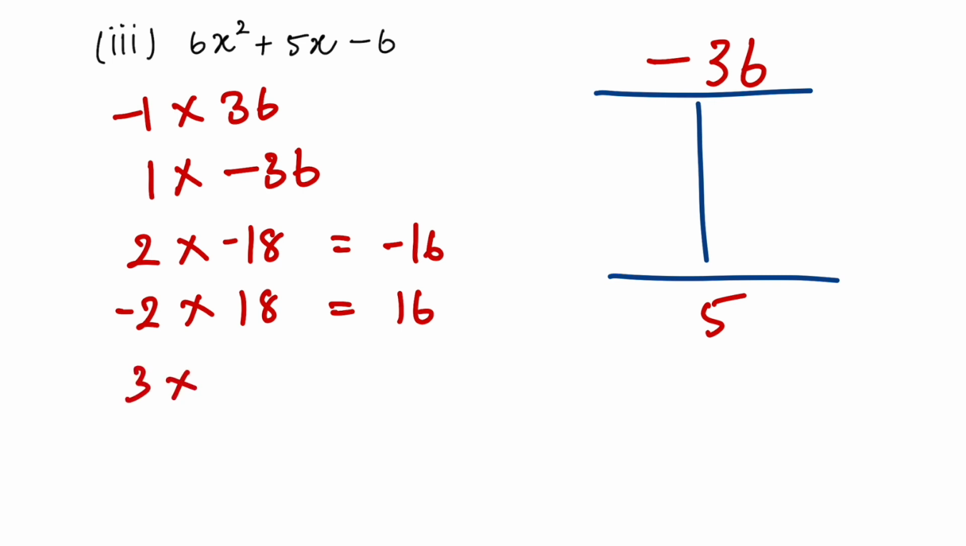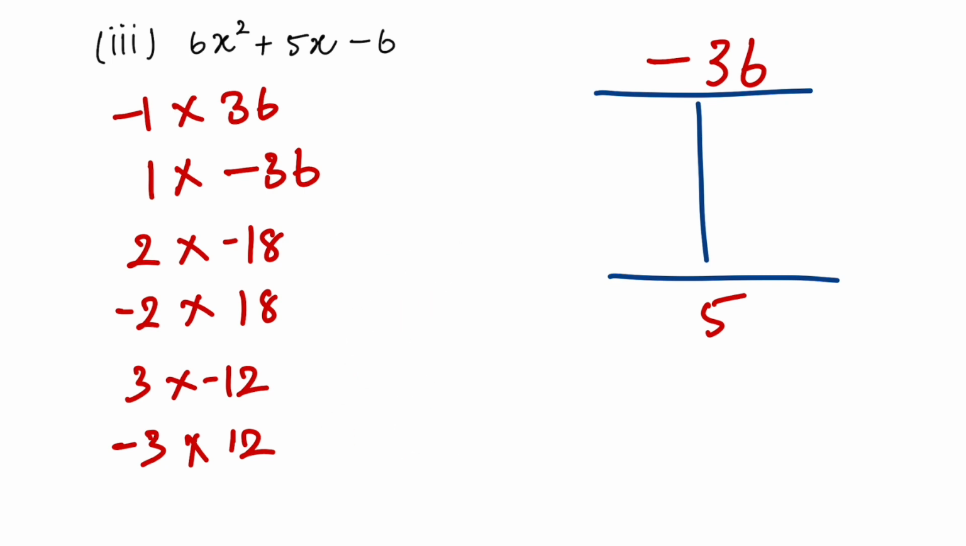And then we have 3 into 12 is 36, right? You can either have 12 to be negative, in that case it adds up to negative 9. You can also have minus 3 and 12. Okay, minus 3 into 12, in that case it would be plus 9. That is not 5 as well.